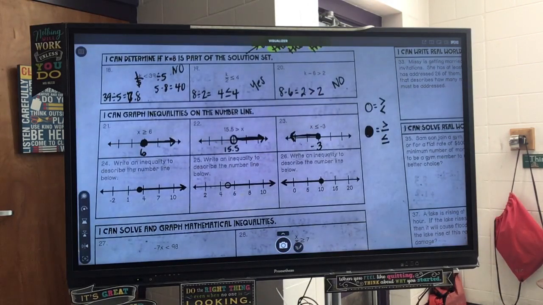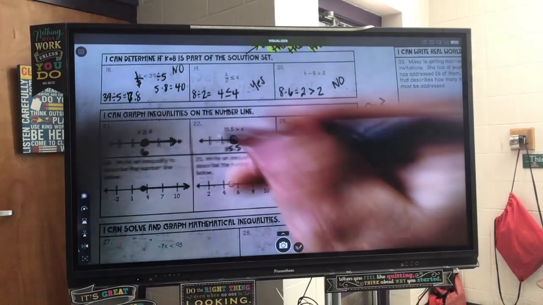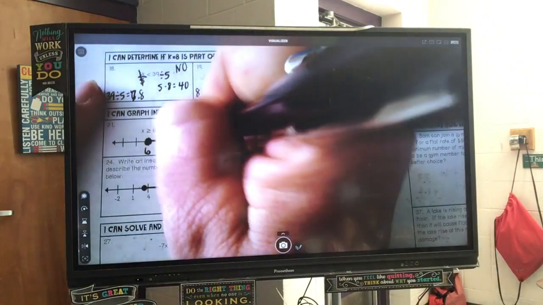Isn't number 22 supposed to go to the left, since 15 and a half is supposed to be greater than x? Yes, you're right. That's why I keep going around. It's going to the left. Yay.